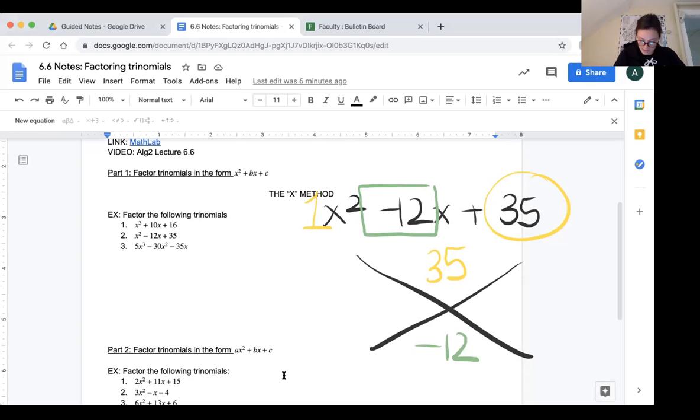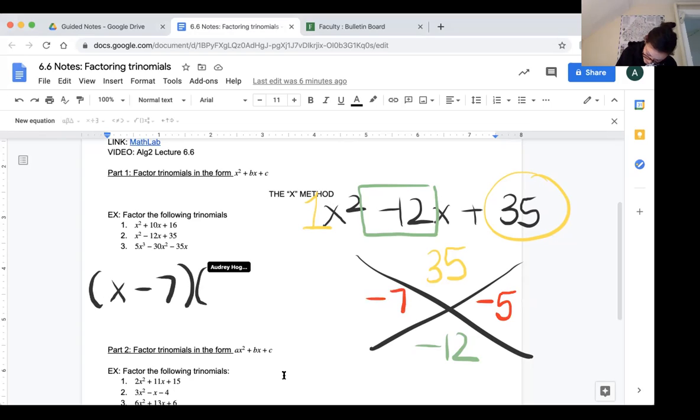So then you're going to think to yourself, okay, 5 and 7 are my numbers, and I need to get to positive 35 by multiplying and negative 12 by adding. So if I do negative 7 times negative 5, a negative times a negative will give me a positive 35, and a negative plus a negative will give me a negative 12. So my numbers are going to be negative 7 and negative 5. And then to write that in my factored form, I will have x minus 7 times x minus 5. That's my final answer.